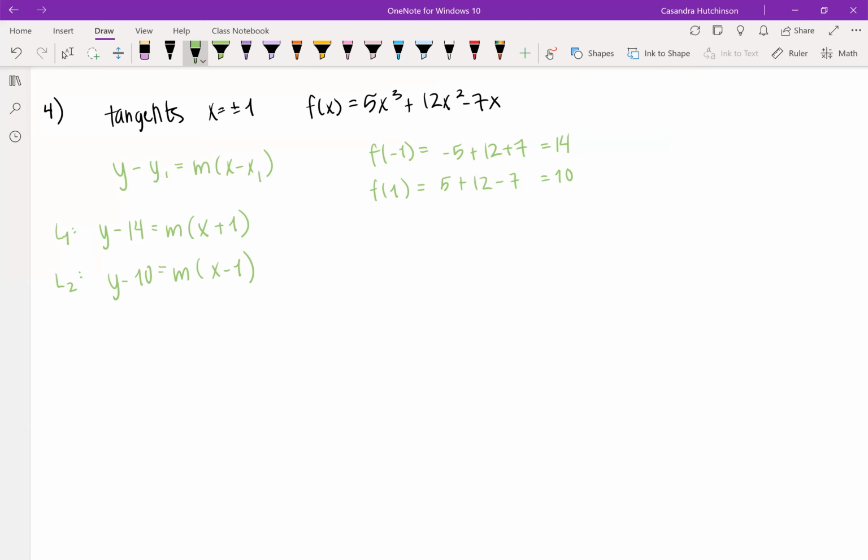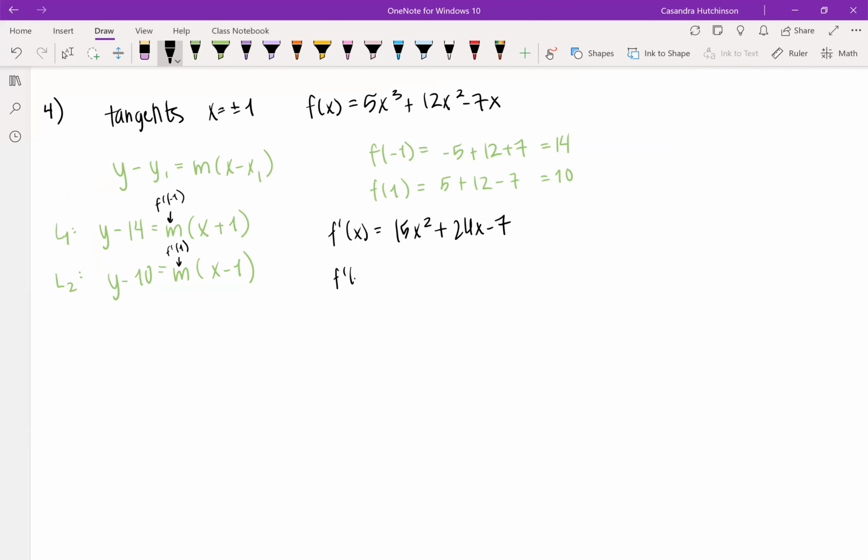We now know the coordinates, both the x and the y coordinate, of the points where it touches the function. And in order to find m here, we need to find the first derivative in each case and then plug in that value. So for example, this m is going to be f prime of negative 1, and this m will be f prime of 1. So let's find f prime of x. f prime of x is 15x squared plus 24x minus 7.